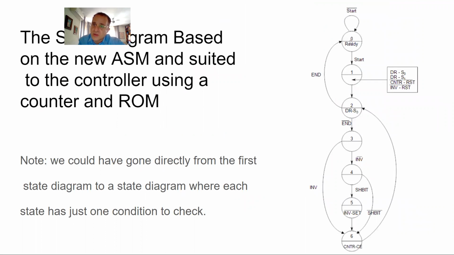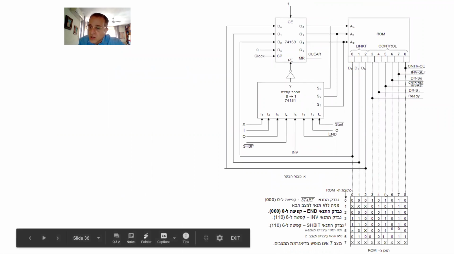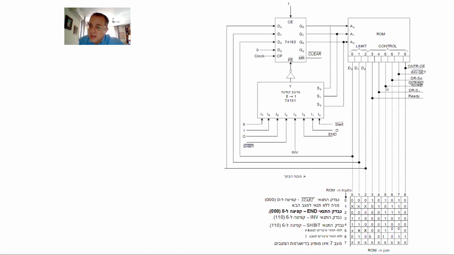Ready is active in state 0. State 0, ready should be lit. State 1, I got a lot of things to be lit. But state 0, only ready. So my question to you is, why is there a 1 over here on this line and not on this line?